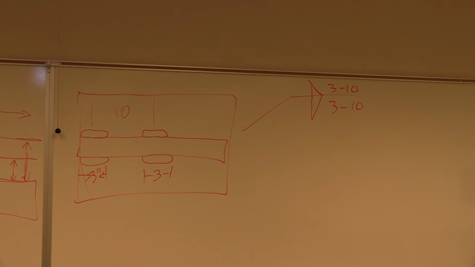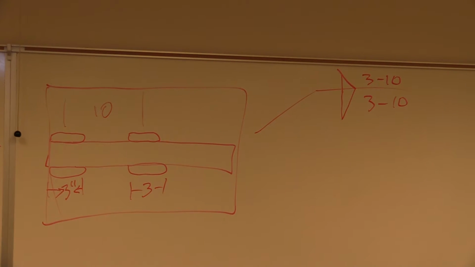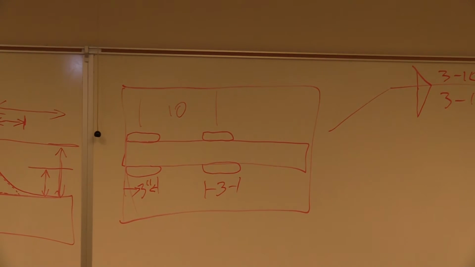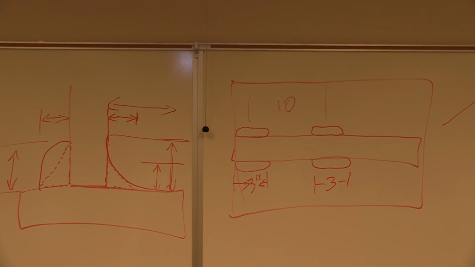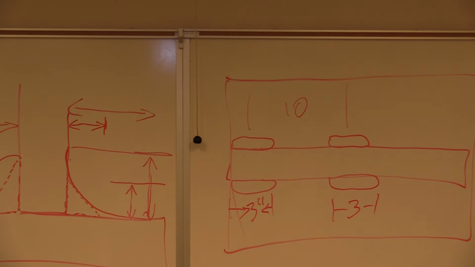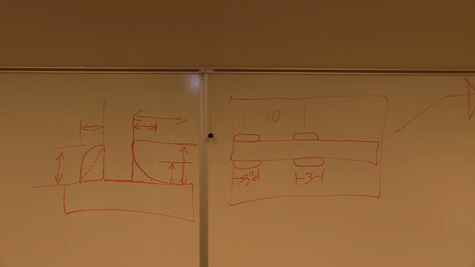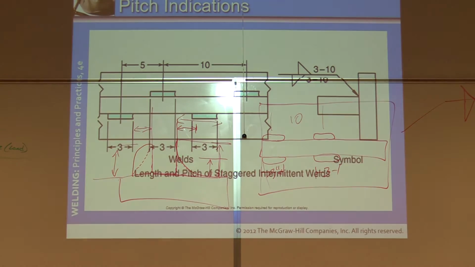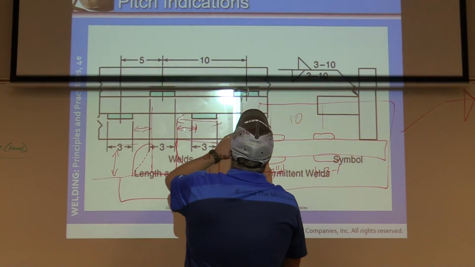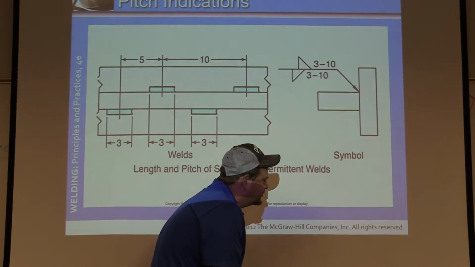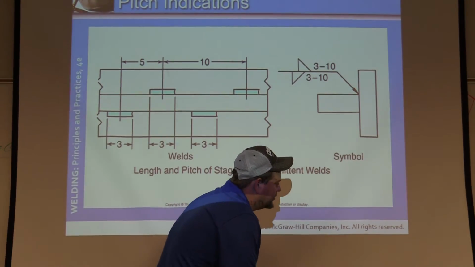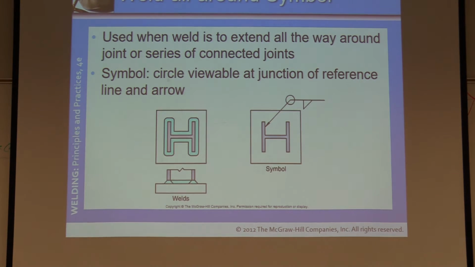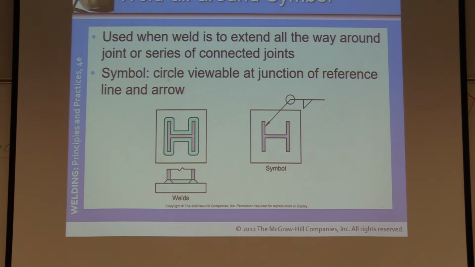Okay, so let's take a look over there. You can see how the left-hand side of our fillet welds are aligned perfectly. That means that it's a chain intermittent weld instead of a staggered fillet weld, sorry. Okay, weld all around symbol.